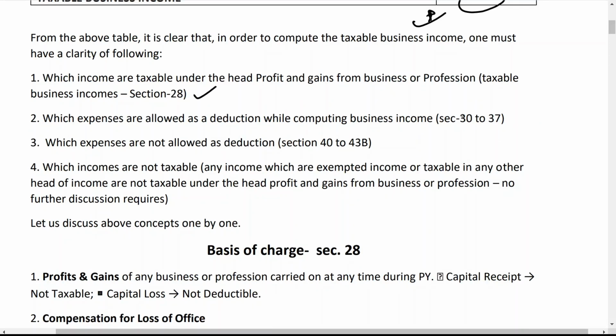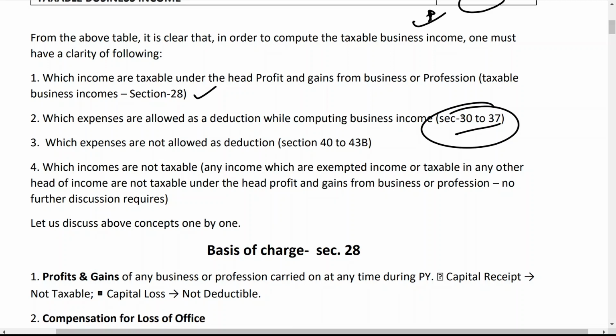Section 28 is nothing but the basis of charge. It will give you an idea of which different types of incomes we have to record as business income. Sections 30 to 37 cover which expenses are allowed as a deduction while computing business income. There are certain expenses which are not allowed as a deduction under sections 40 to 43B. We will learn those expenses also in a nutshell, in a quick manner. Which incomes are not taxable?